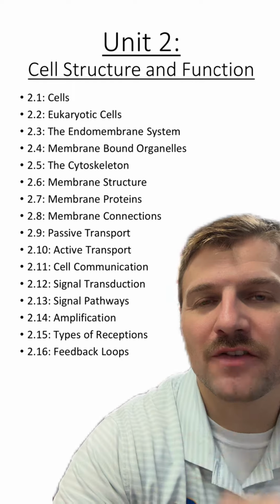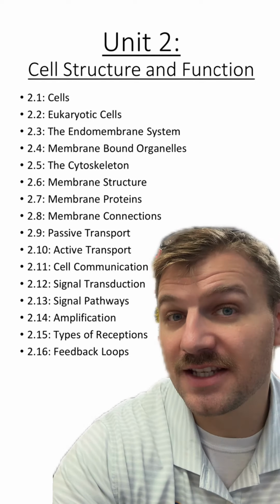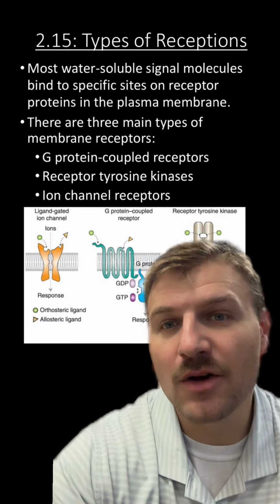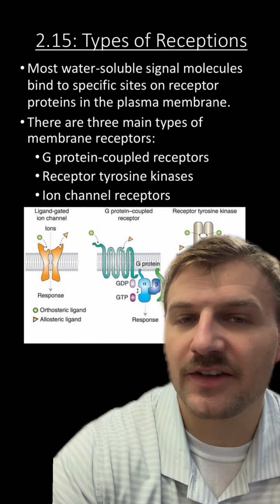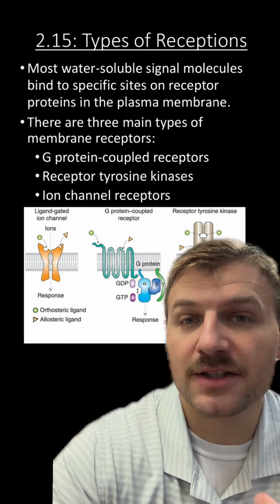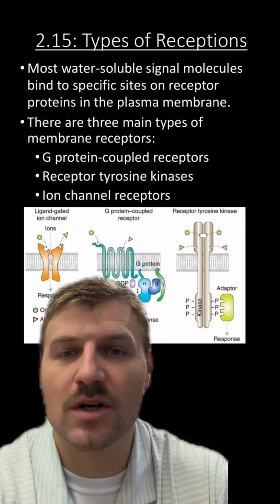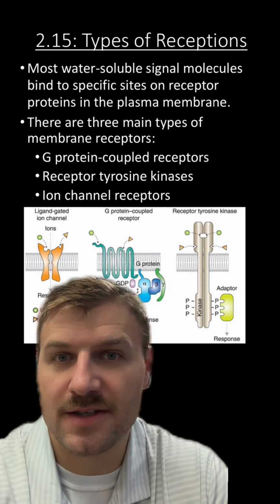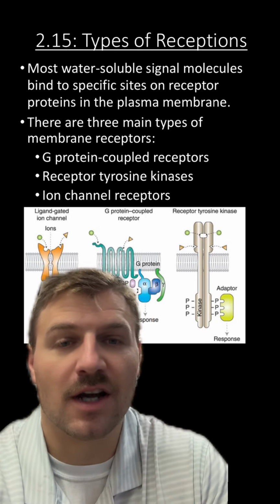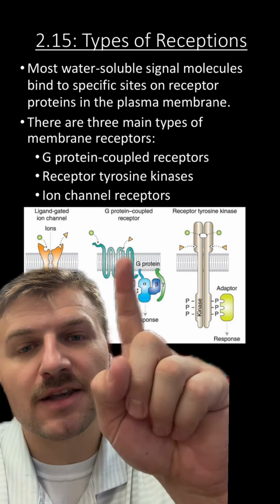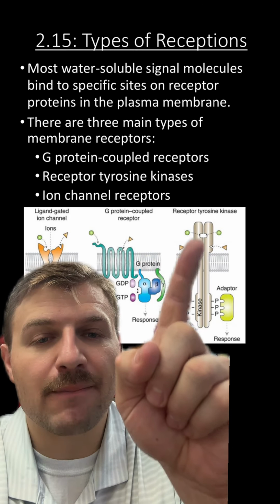And in this section, we're going to go over types of receptors that we're going to see in cell communication. In cell communication, most water-soluble signaling molecules are going to bind to specific sites on the membrane known as receptor proteins. This is in order to create some cellular response within the cell. Typically, these ligands or signaling molecules can't cross the membrane, so they have to attach to these membrane proteins and relay that message inside.